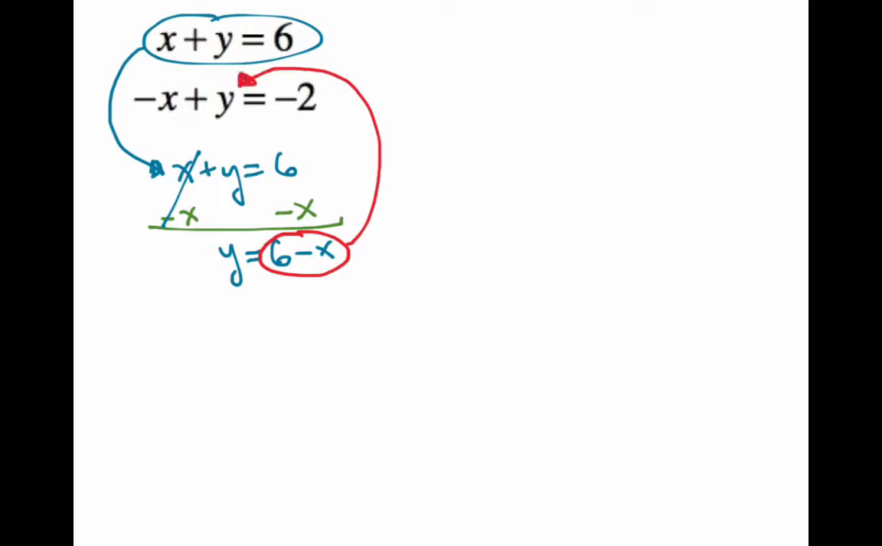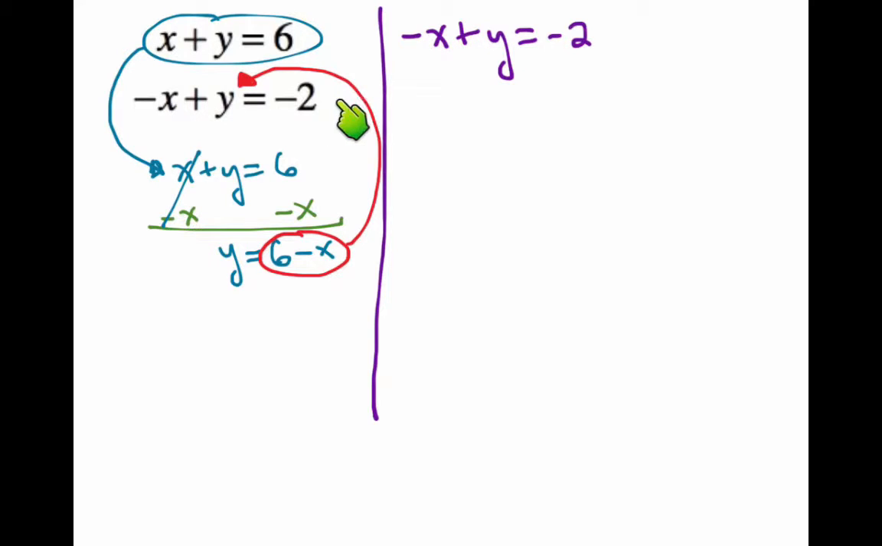In any case, now I have something for y that I can replace y with. And why do I want to do that? Well, once I rewrite it, you'll see why. So let me clear off a piece of space here, and let me write my equation. Negative x plus y equals negative 2. I haven't changed it. It looks exactly like it is here.